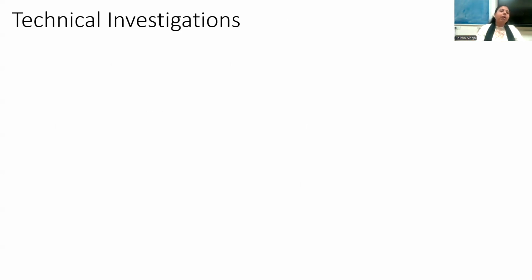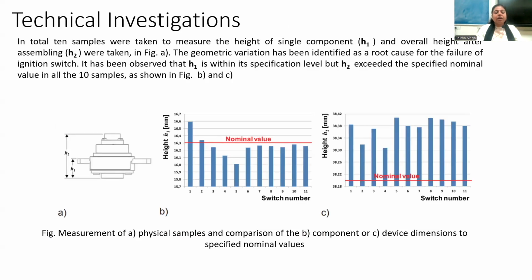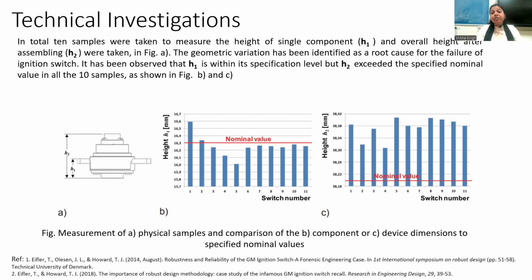So there are multiple researchers who studied the case of General Motors and what happened. Let us quickly see. I think it is Eifler and his team who discussed this case investigation. What they did is they took 10 samples of that particular ignition switch, right? They measured the single component height, and then they measured the assembled height.